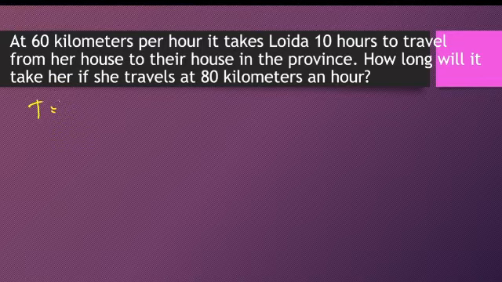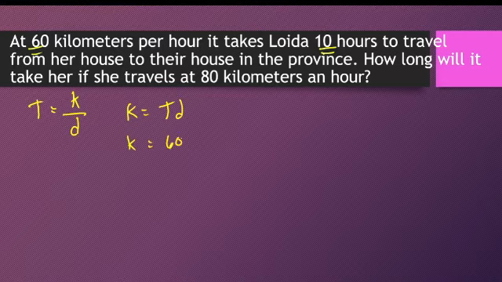So yung time is varies inversely sa K, constant natin, over the speed. Okay? So, para makuha yung constant, yung unang given kasi natin is 60 and 10. So, kung 60 kilometers per hour ang takbo, yung traveling hour niya to reach the house in their province is 10 hours. So, K equal to 60 times 10. So, our value of K is 600. So, ito yung constant natin.